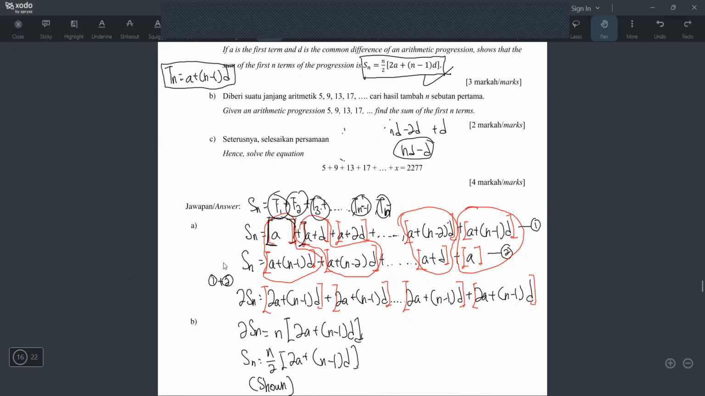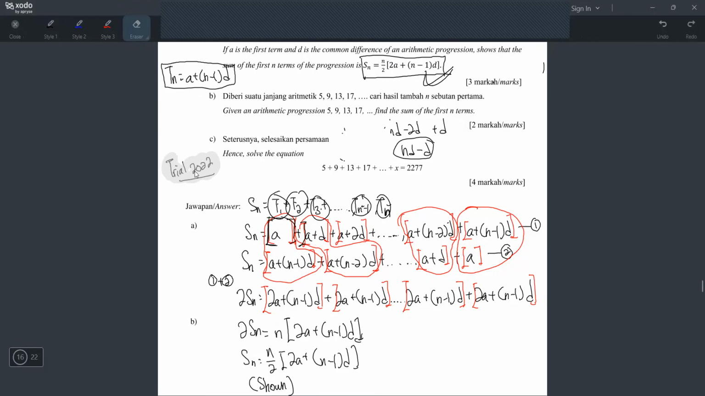I remember in Trial 2022, though I forgot which state, there were a few state papers that asked us to show this formula. They also ask to show the geometric one. The geometric Sn formula is a times 1 minus r to the power n, over 1 minus r. This one also came out in Trial 2022. So make sure you know how to prove these formulas. This is how you prove the sum of the first n terms for an arithmetic progression.